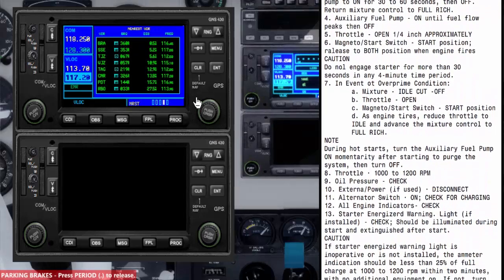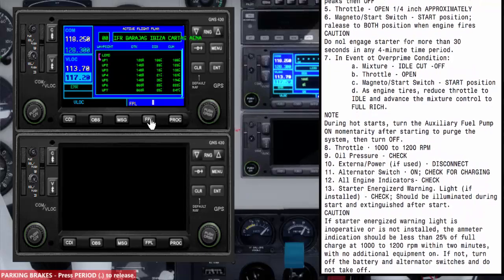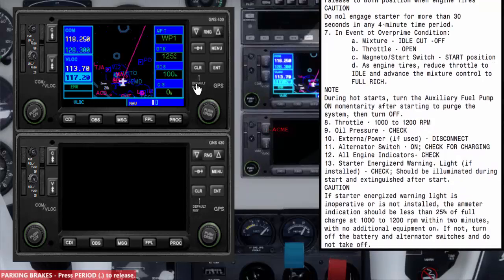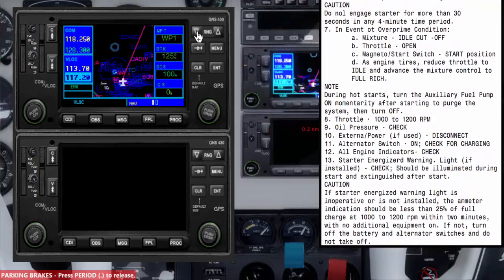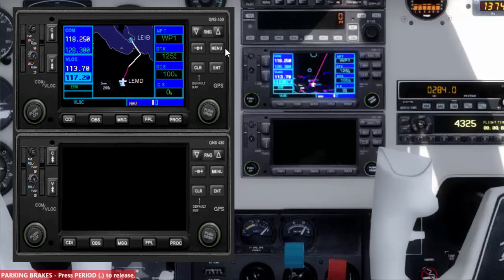Okay, if we are taking a look at the starting checklist that we already assume I did, we need to have in mind that the throttle must go around 1000 to 1200 RPM. We need to check the oil pressure, etc.